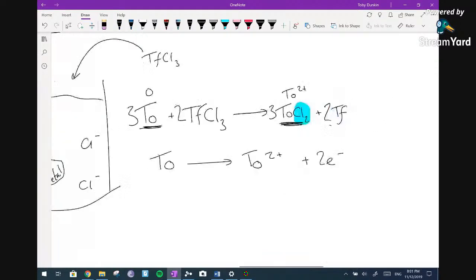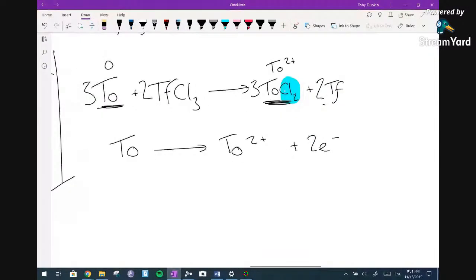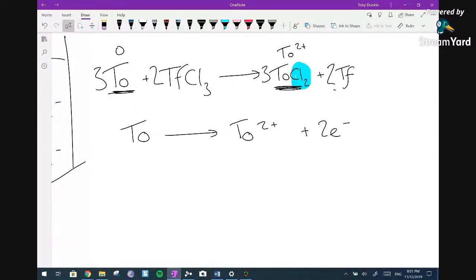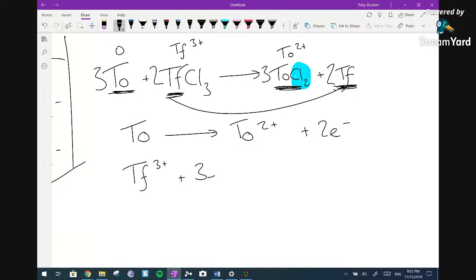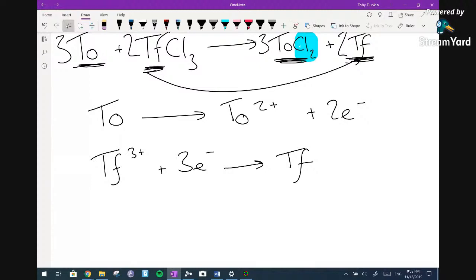What's happened in terms of tifonium? Tifonium has started off as tifonium 3+, and it has gained electrons to become tifonium metal, and it has gained 3 of them. So we get two what are called half equations.